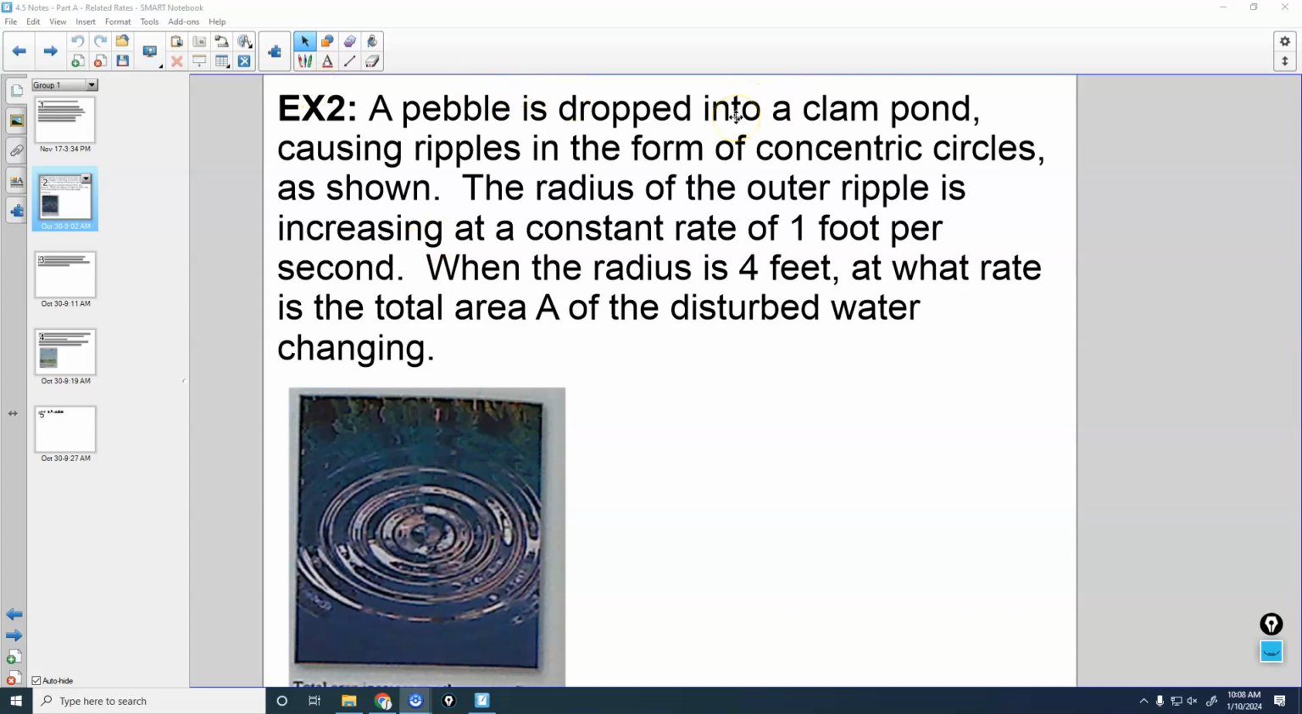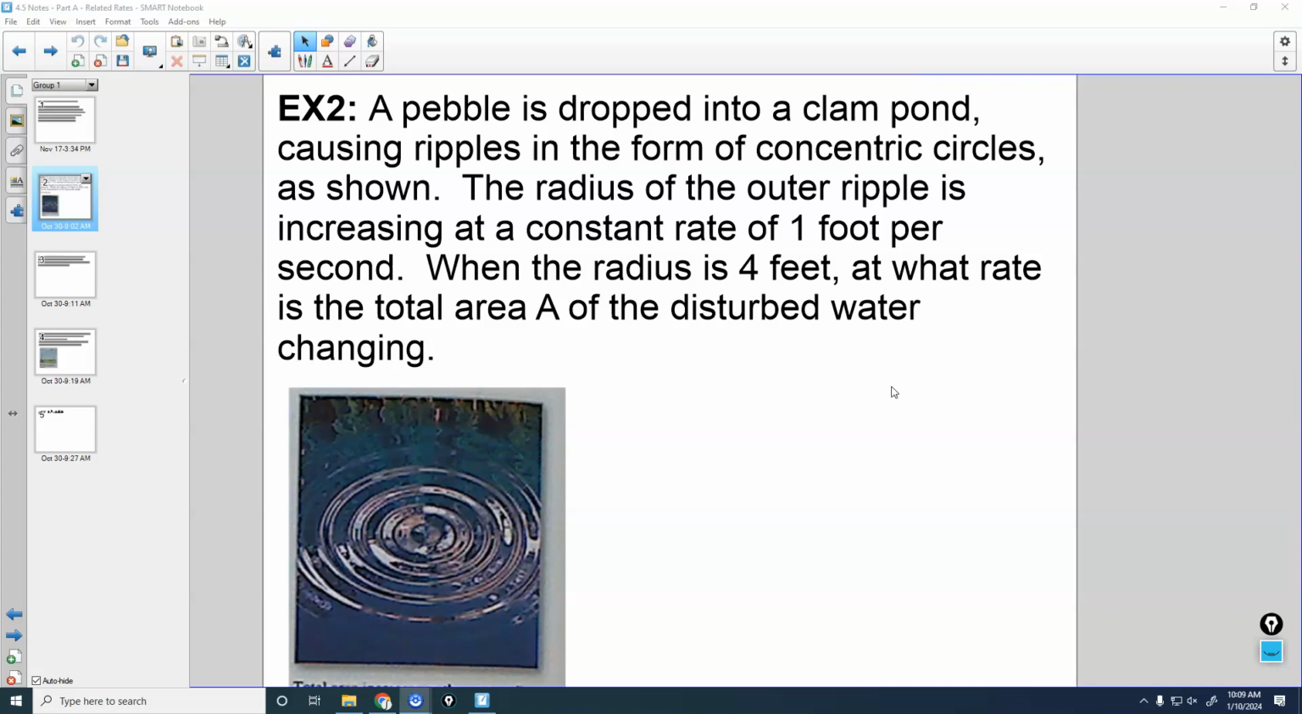A pebble is dropped into a calm pond, causing ripples in the form of concentric circles, as shown below. The radius of the outer ripple is increasing at a constant rate of 1 foot per second. When the radius is 4 feet, at what rate is the total area of the disturbed water changing?